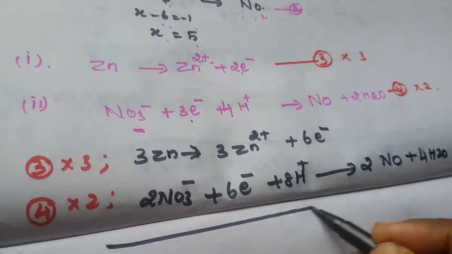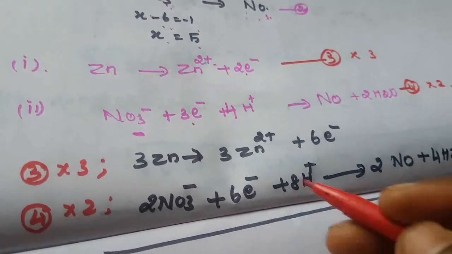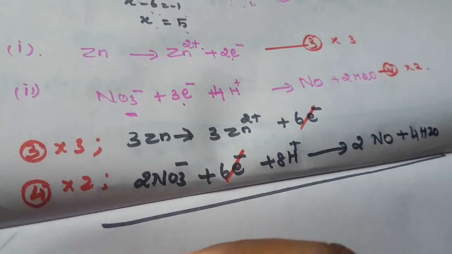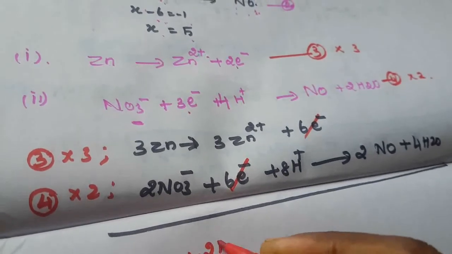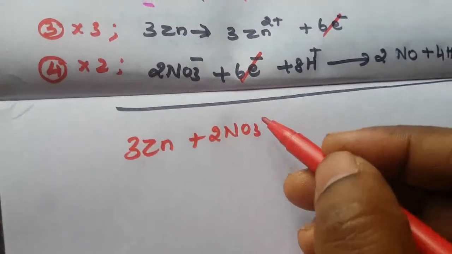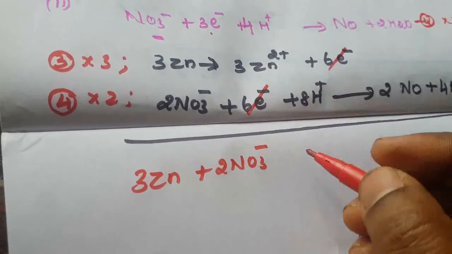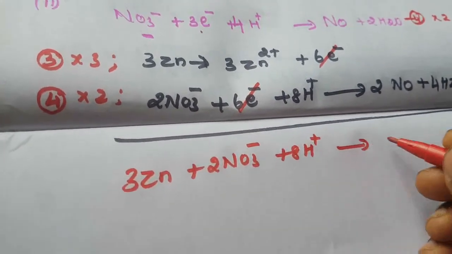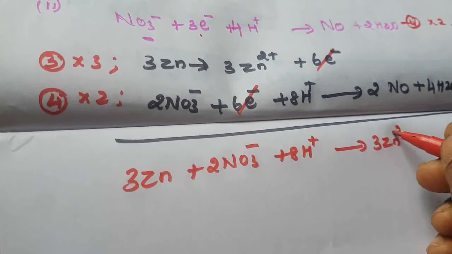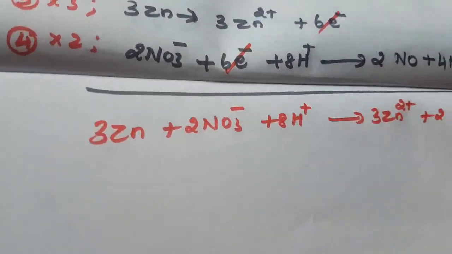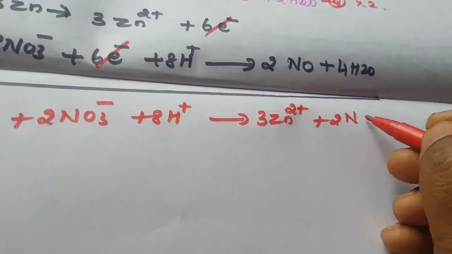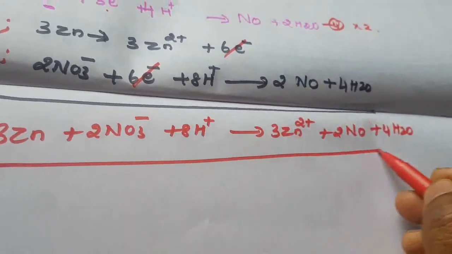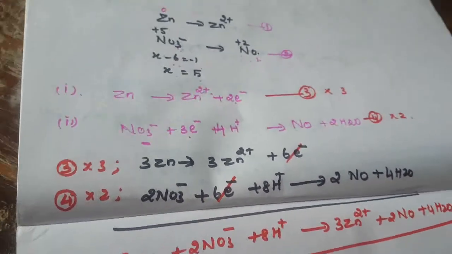Okay, now you are adding that one. What will be cancelled? The 6 electrons cancel. So 3 Zn plus 2 NO3- plus 8 H+ gives 3 Zn 2+ plus 2 NO plus 4 H2O. Okay, so this is the balanced equation.